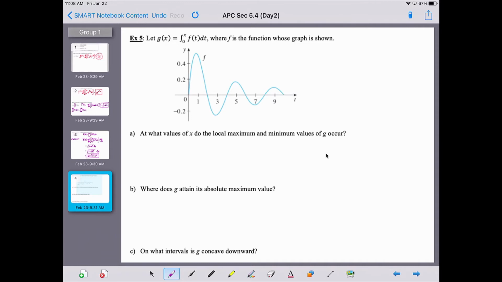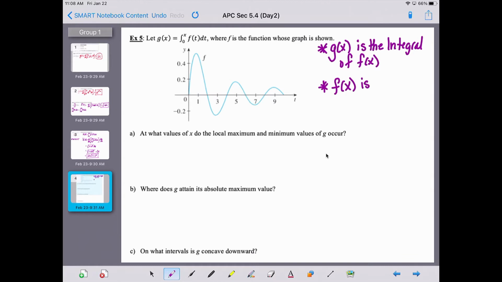Okay, so right now, I want to make a little note here on the side, just so that we're thinking about this correctly. g of x is the integral of f of x. So f of x, then, is the derivative of g of x, right? Keeping in mind that integration and differentiation are inverse operations that undo each other.